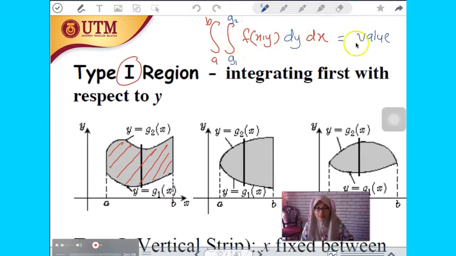Back to the order of integration. If you have x constant, you have to put x outside as the outer integral. We have dy dx, which means y is a function and x is constant. So that is the thing that you have to know: x constant, you have to put outside.